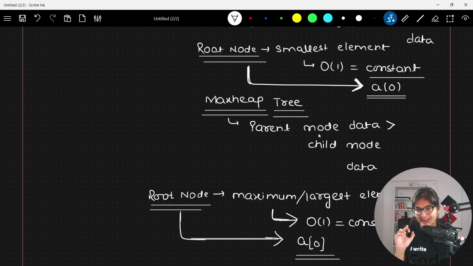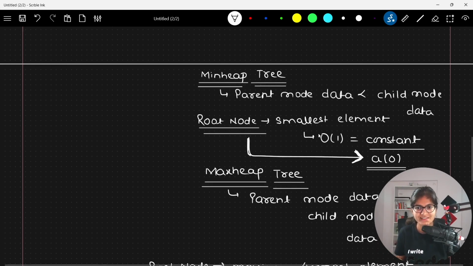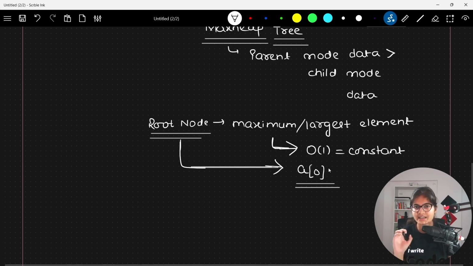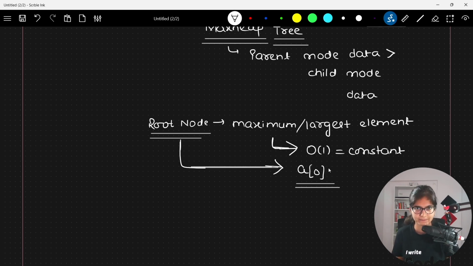So whenever someone is looking for the smallest element, what can he do? He can simply create a Minheap tree, and with constant time complexity, he will be able to find that smallest element. Similarly, if someone is looking for the largest element, in a Maxheap tree he can find that by extracting the very first element, or the 0th index in a tree.